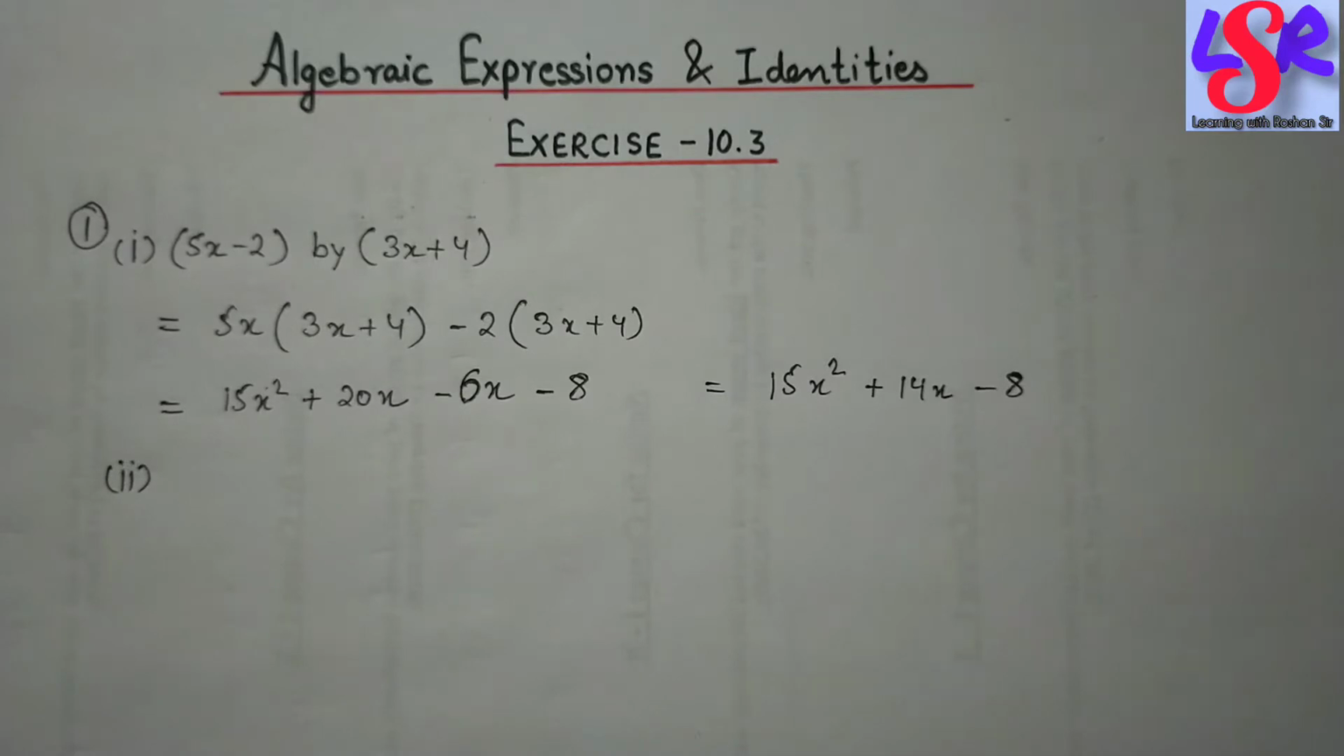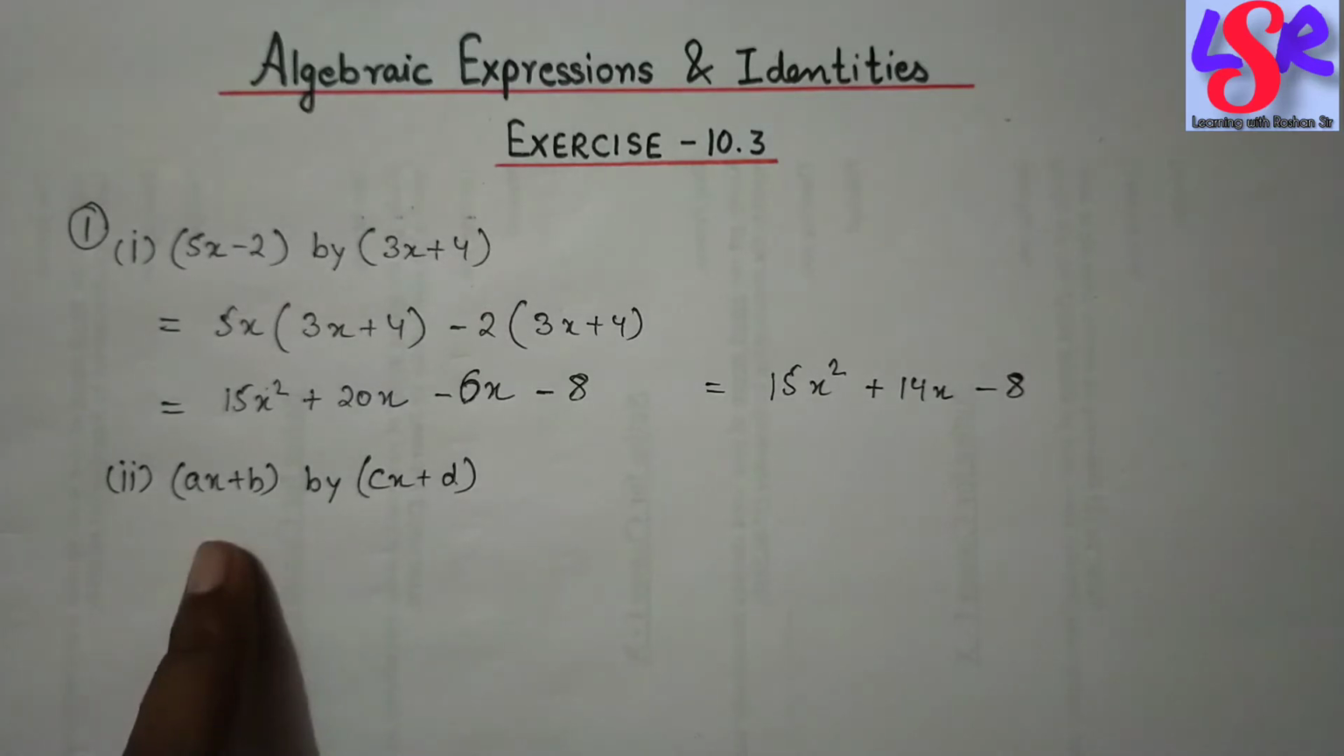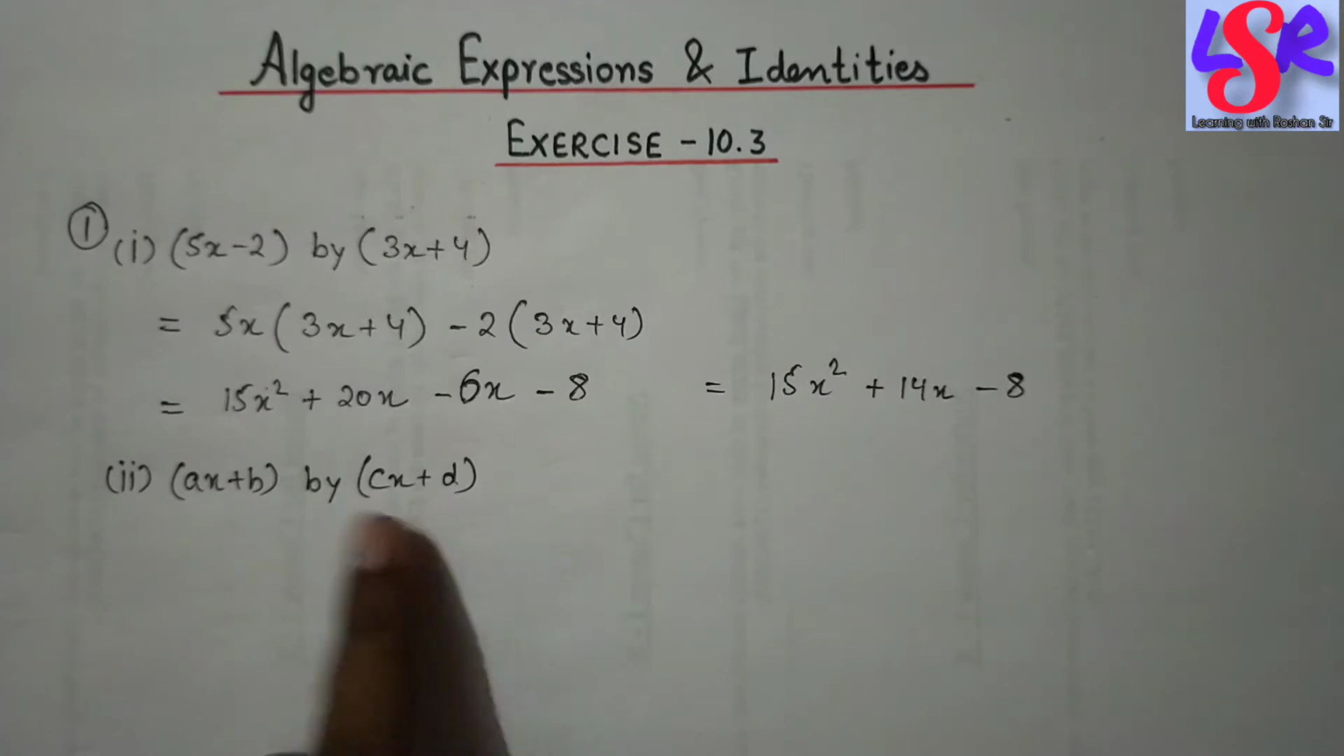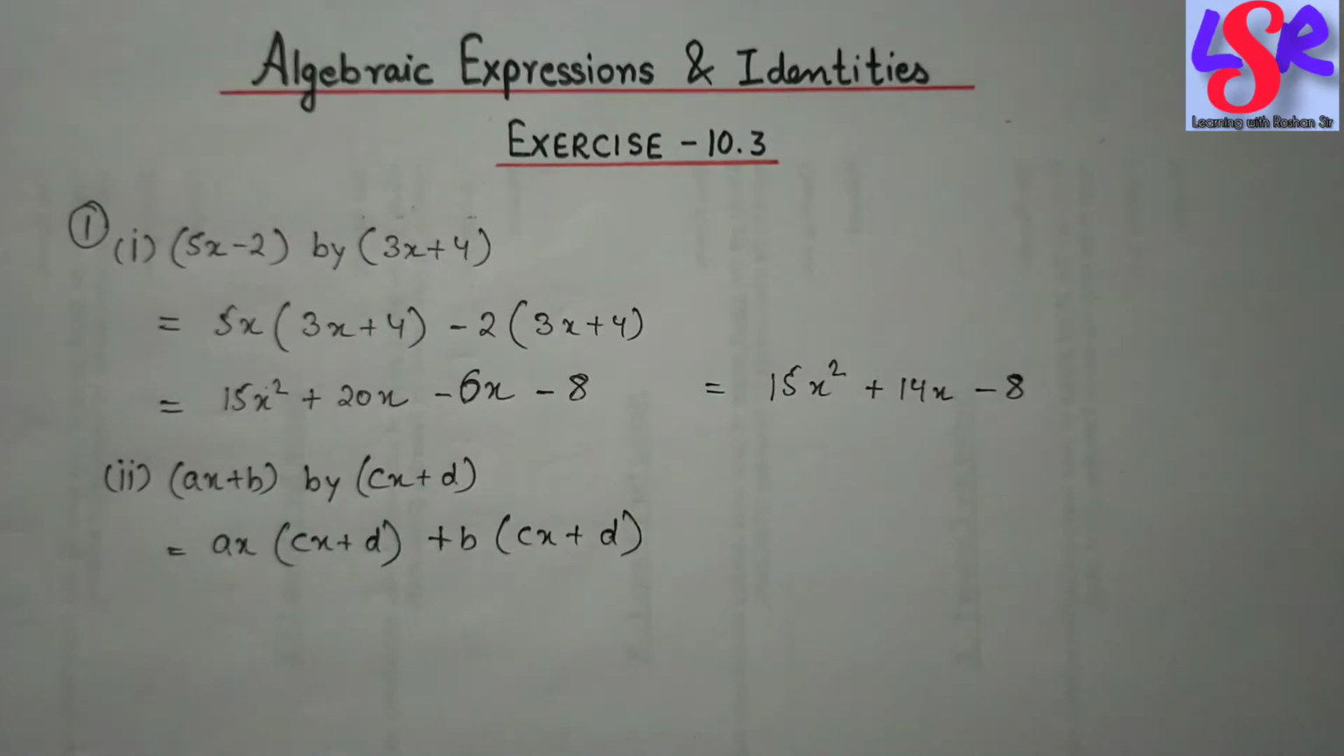Now let's see the second part of this one. ax plus b by cx plus d. Here ax will be multiplied by this whole bracket, then plus b will be multiplied by this whole bracket. And here we get this. Now we are going to open the brackets. On opening the first bracket, we have got ax into cx, that is acx square, and here ax into d, that is adx. Now we will be opening this one, and here we get this.